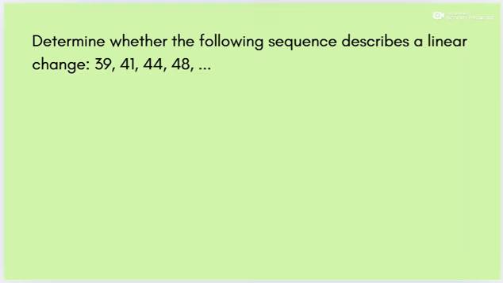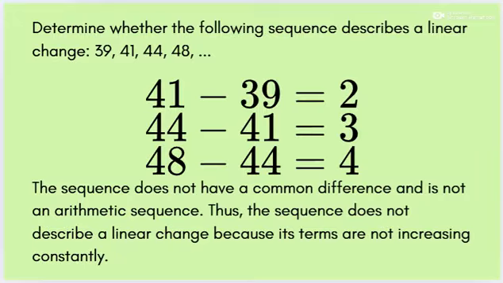Determine whether the following sequence describes a linear change: 39, 41, 44, 48. So we need to figure out what that rate of change is. 41 minus 39 is 2. 44 minus 41 is 3. That's a problem. 48 minus 44 is 4. Those are not the same number.